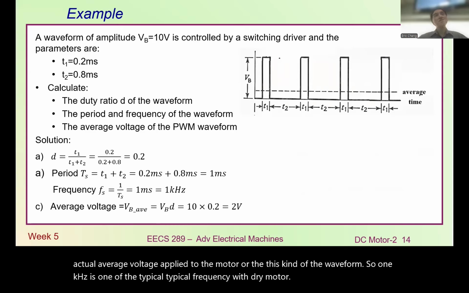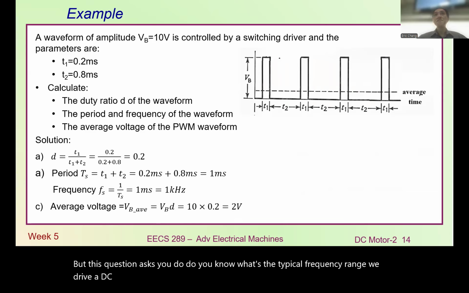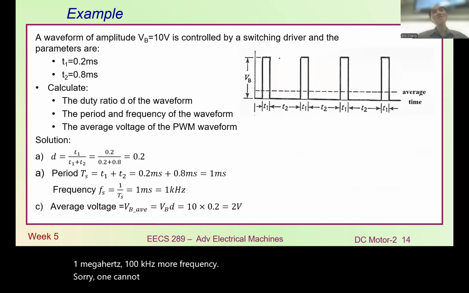But the next question asks you, do you know what's the typical frequency range we drive a DC motor? What frequency do we usually drive a DC motor? Do you think 1 kilohertz is a good frequency? Do you think 500 hertz? 5 kilohertz? 10 kilohertz? 1 megahertz? 100 kilohertz? What frequency? Sorry, 1 kilohertz is enough? It's good enough? Not good. What frequency do you think?